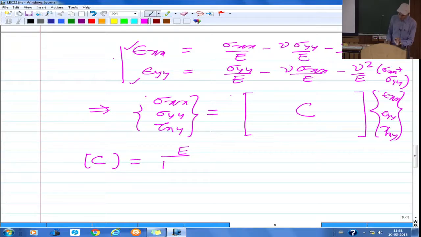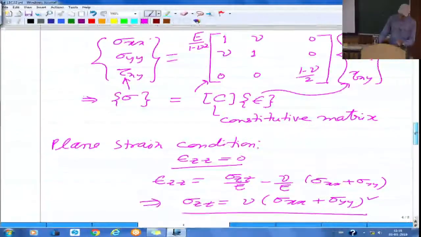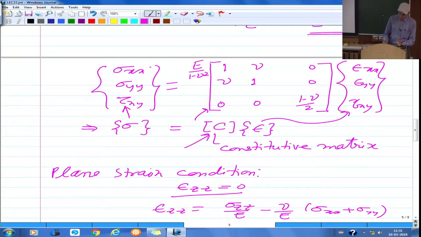It is nothing but solving these two equations for sigma xx and sigma yy. You first club the right-hand side sigma xx terms together, sigma yy terms together, and then solve those two equations. You can express sigma xx, sigma yy and tau xy in terms of the constitutive matrix. For plane strain, this matrix will be different from the C matrix we have for the plane stress case, but the form is going to be the same. In both cases, we have three independent components of stresses and strains.